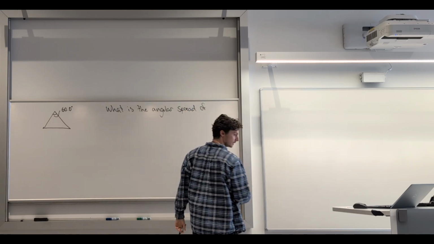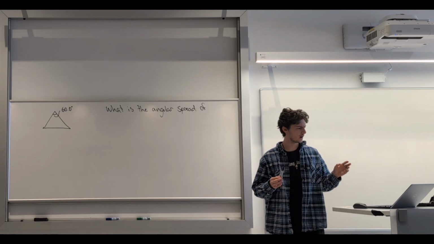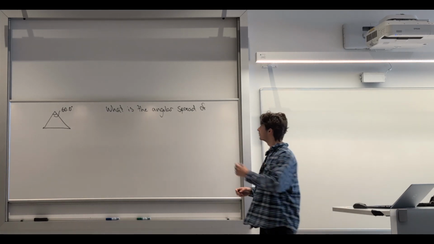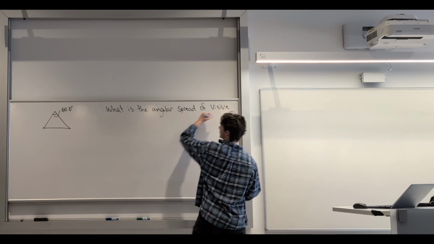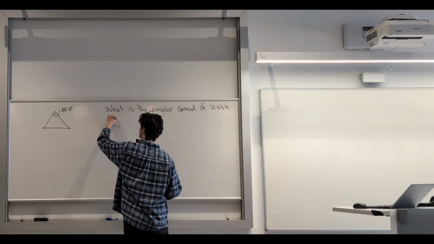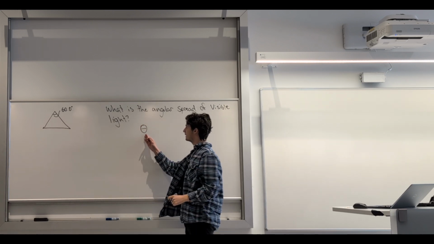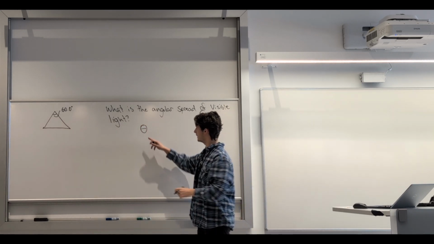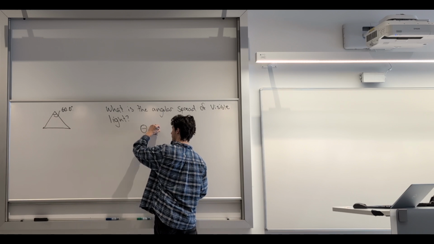Let's see exactly how they word it. What is the angular spread of visible light passing through a prism? Question mark. So I will call that angle of spread theta, and I'll do subscript spread over here.